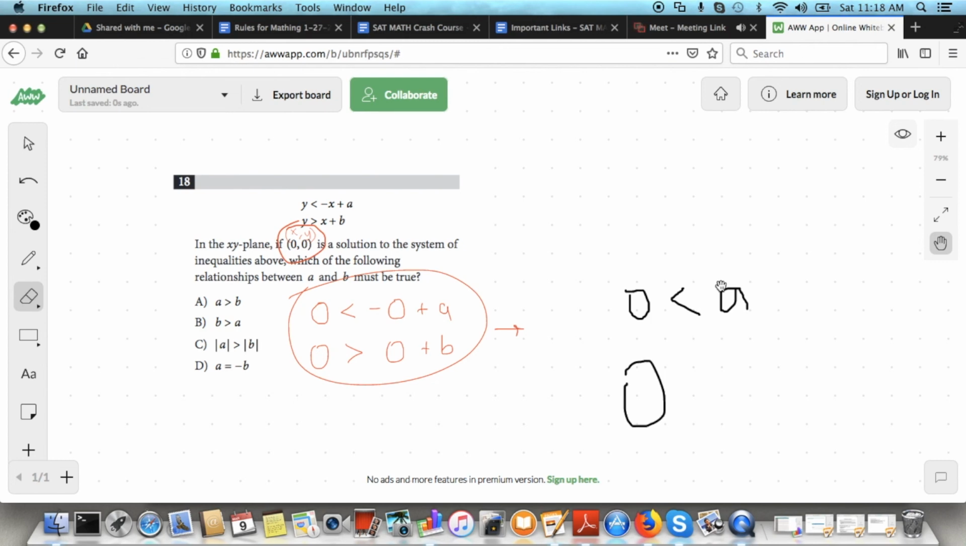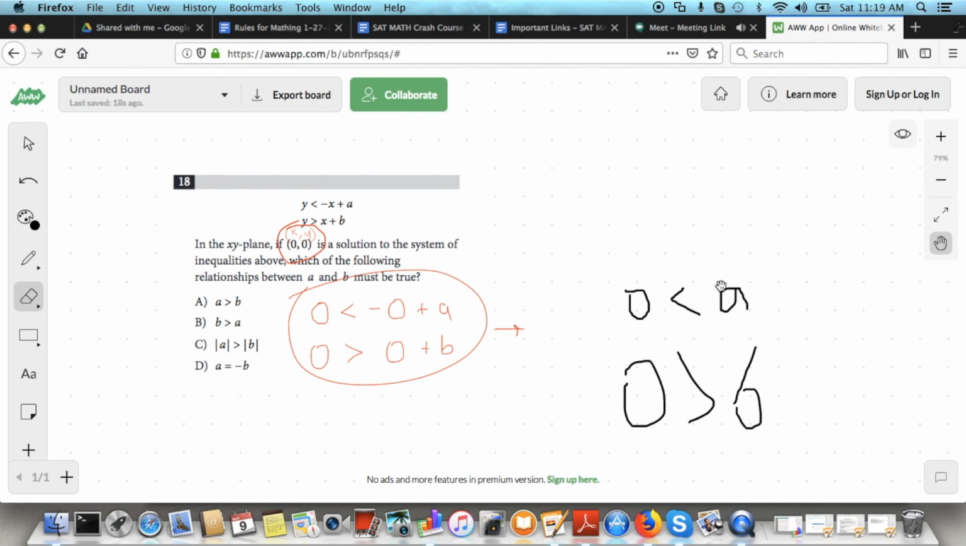Absolutely, right? A minus 0 is just a. Great. So 0 is less than a, but 0 is greater than b. Another way to look at that is a is greater than 0, but b is less than 0. So it'd just be C, right? Well, we're going to test the answer choices here in just a minute.